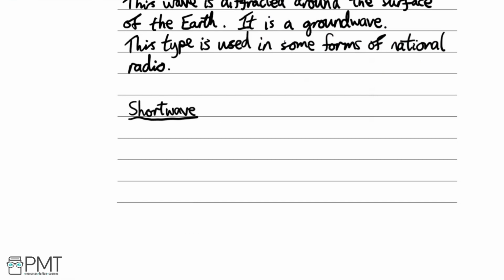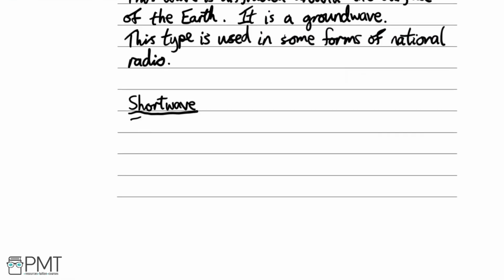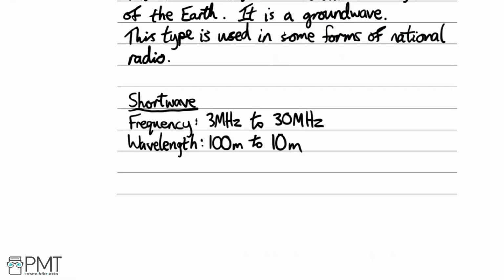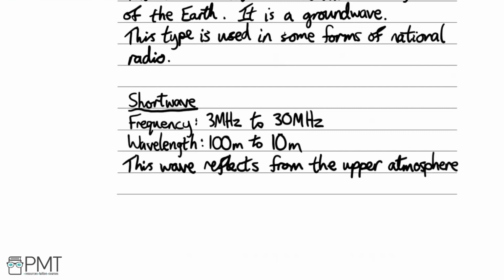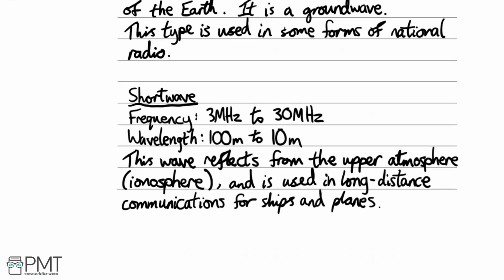So shortwave has a frequency range of 3 MHz to 30 MHz and a wavelength range of 100 meters down to 10 meters. This wave reflects from the ionosphere, which is in the upper atmosphere, and is used in long-distance communications for ships and planes. Again, we've got the factual information there with the frequency range, a calculated wavelength range using the wave speed equation, a decent understanding of how the method of transmission works, and then an example of a use.